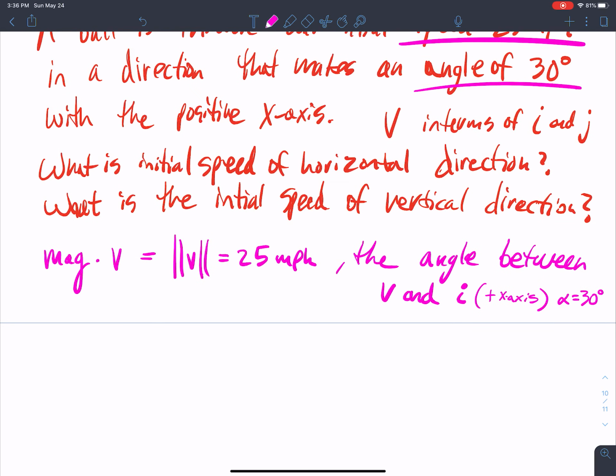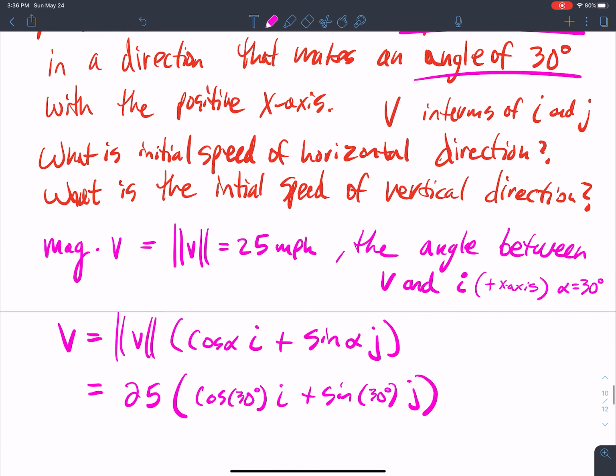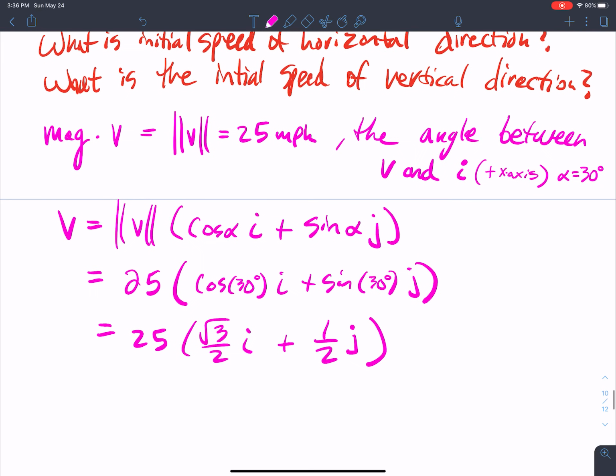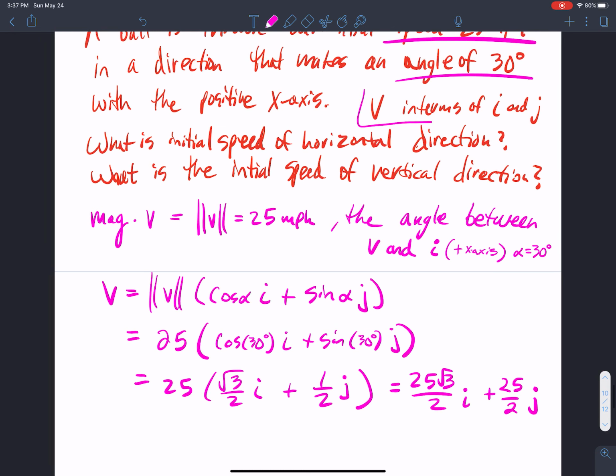So what does that tell me? That tells me by my equation, v equals magnitude of v times the cosine alpha i plus the sine alpha j. This is equal to 25 multiplied by the cosine of 30 degrees i plus the sine of 30 degrees j, which is equal to 25 times square root 3 over 2 i plus 1/2 j. Okay? And so this gets me 25 square root 3 over 2 i plus 25 over 2 j. So that's the first part. We just answered the first part. v in terms of i and j. Got that.